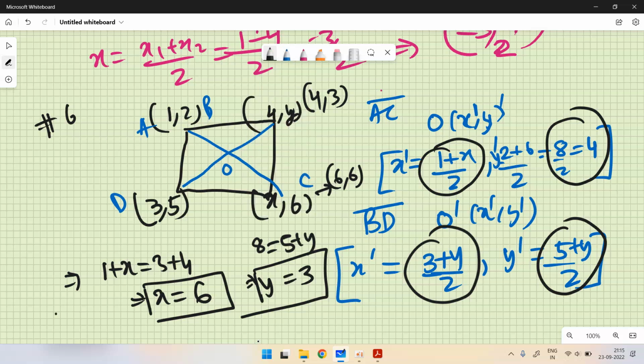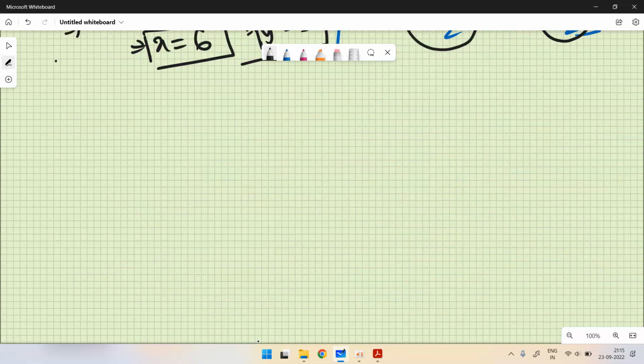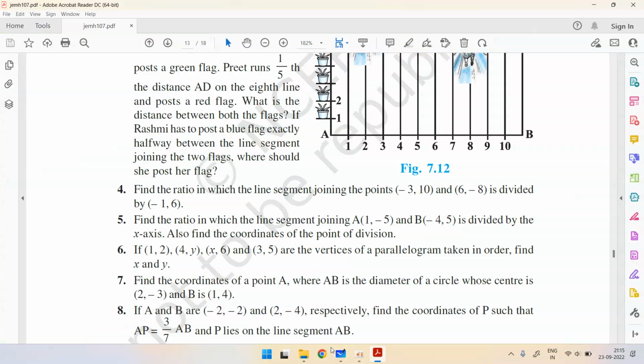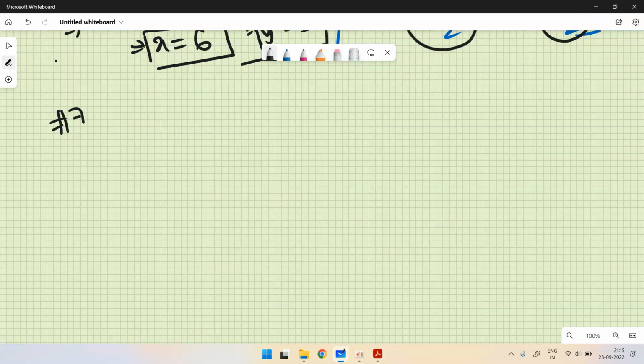Next is the 7th question. This type of question we have already done. I'm going to speed up, and also I have very little time to complete this. Now, find the coordinates of a point A where AB is the diameter of a circle whose center is this and B is this. This is the same question asked in a different manner.